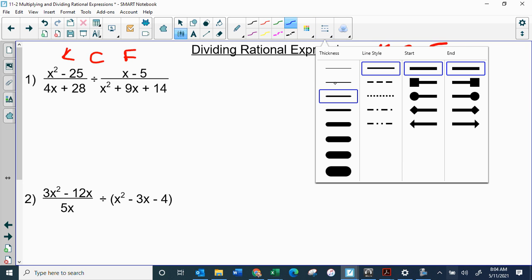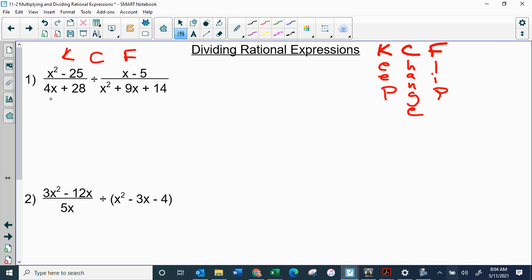So let's get started. I'm going to keep the first fraction, so it's going to be x squared minus 25 over 4x plus 28. Now I'm going to change that to multiplication, and I'm going to flip this over: x squared plus 9x plus 14 over x minus 5. And now I'm going to start factoring.